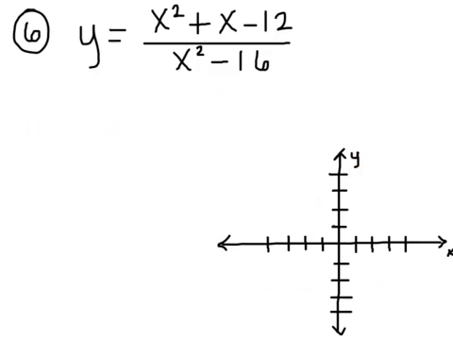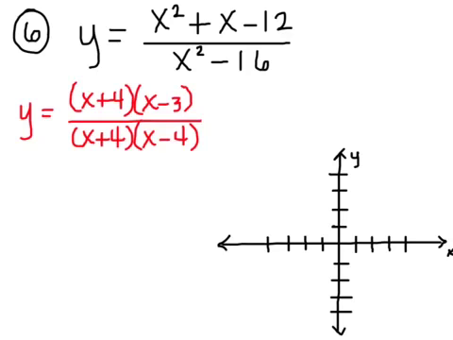The last example I wanted to show you is one that has a horizontal asymptote, a vertical asymptote, and a hole. So let's start by factoring this rational expression. Now you can see that there is a factor that can be divided out, and that will cause a hole. So we know a hole will happen wherever that factor equals 0. And so that hole will happen at -4.